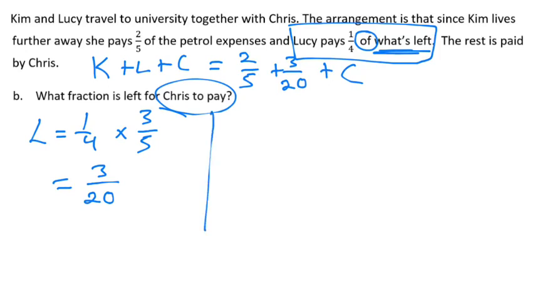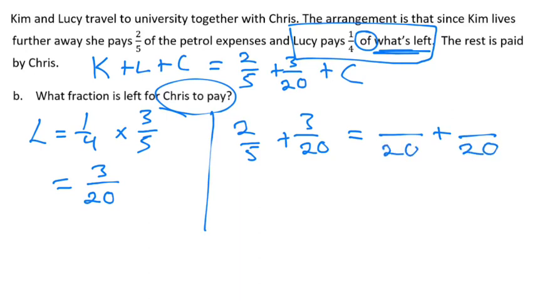So let's combine these two fractions together. 2/5 plus 3/20. So I want to have common denominators. So the common denominator is going to be 20. So I'm going to leave that 3/20 as it is. And the 2/5, I'm going to convert that into a denominator of 20 by multiplying top and bottom by 4. So 4 times 2 is 8, and 4 times 5 on the bottom is the 20.